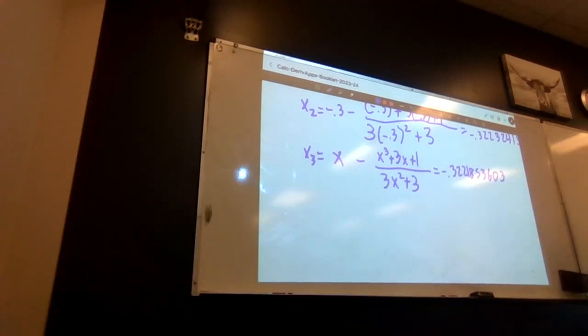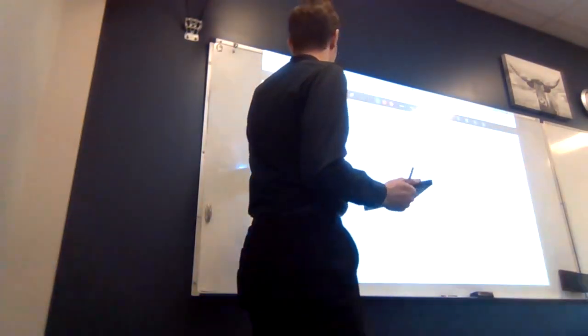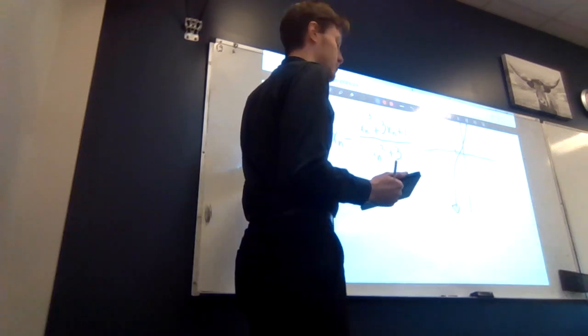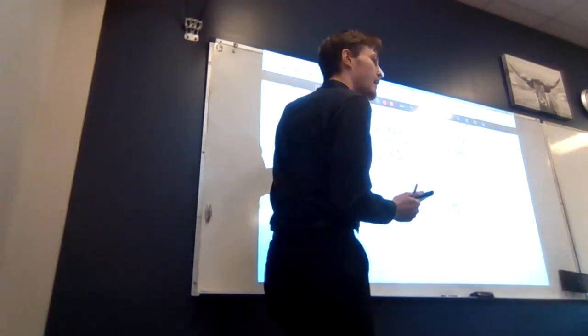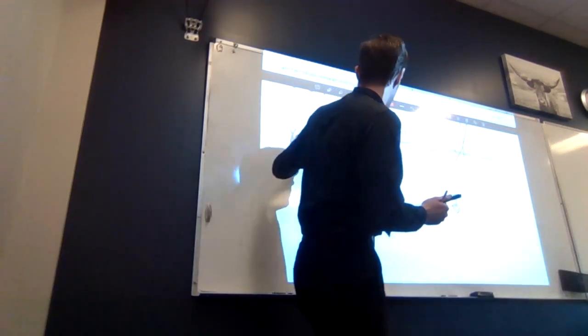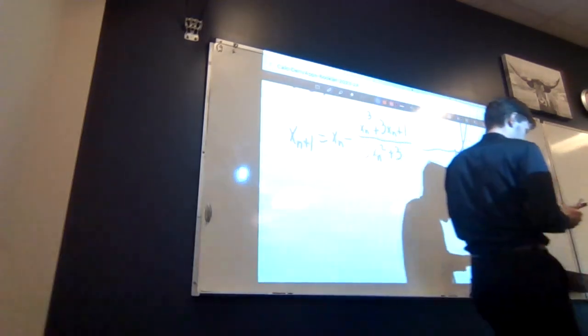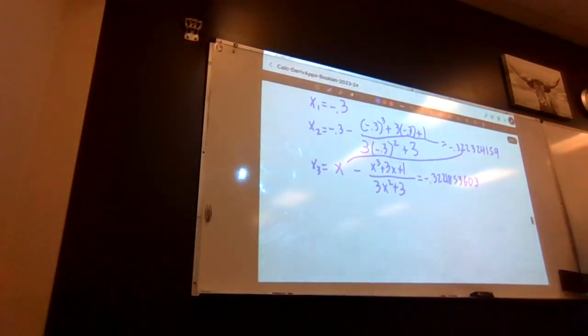Wait, why does the negative 0.3 become...? Oh, because remember that every time we do this, we replace our x with the next x. So once we get our x sub n, we then change it. What does x sub n plus 1 become? It becomes x sub n. And the new x sub n plus 1 is what we're trying to find. So therefore this goes here, here, here, and here. So that negative 0.3223, yeah, that number goes right there. Okay, and then you should get x4 equals.